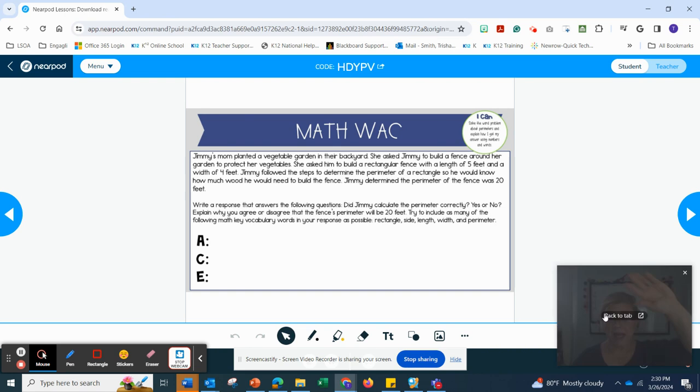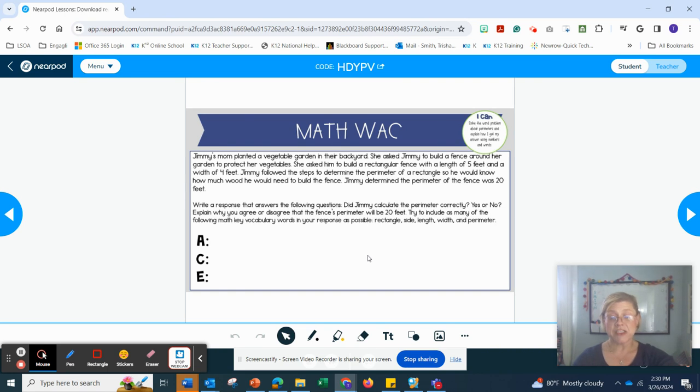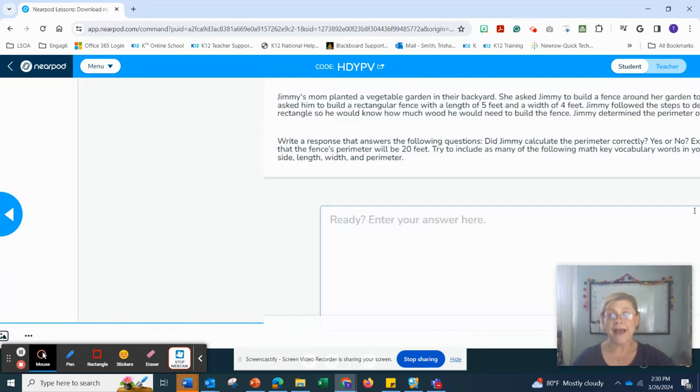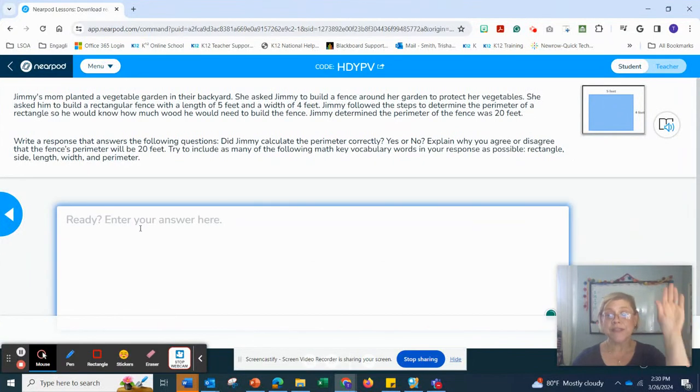But I do want to see your math on this page. On the next page, though, you have to type your step-by-step, your complete answer here. You have to explain your full, how did you get your answer here? Did Jimmy calculate the perimeter correctly? Yes or no? And explain why you said that. How did you do your math? You are teaching me here. All right? That is what you are doing.